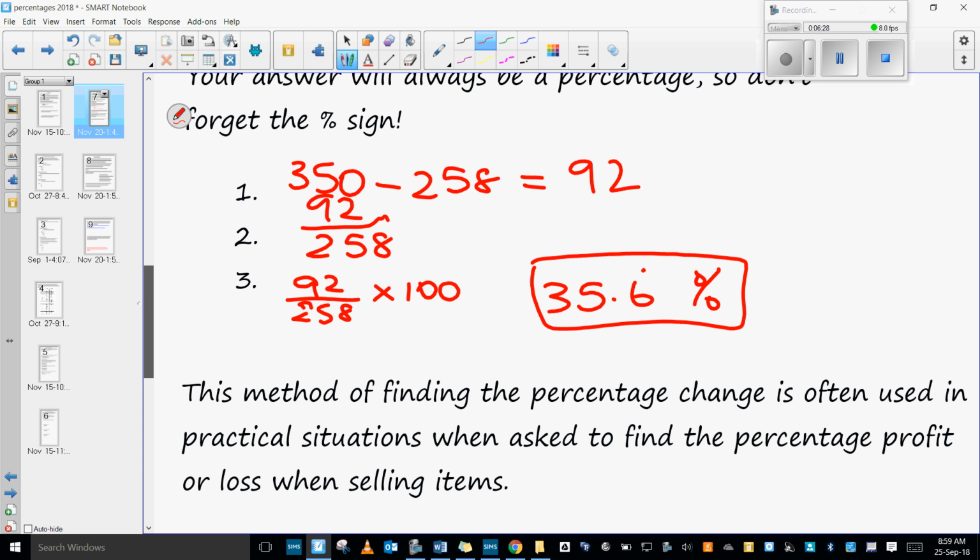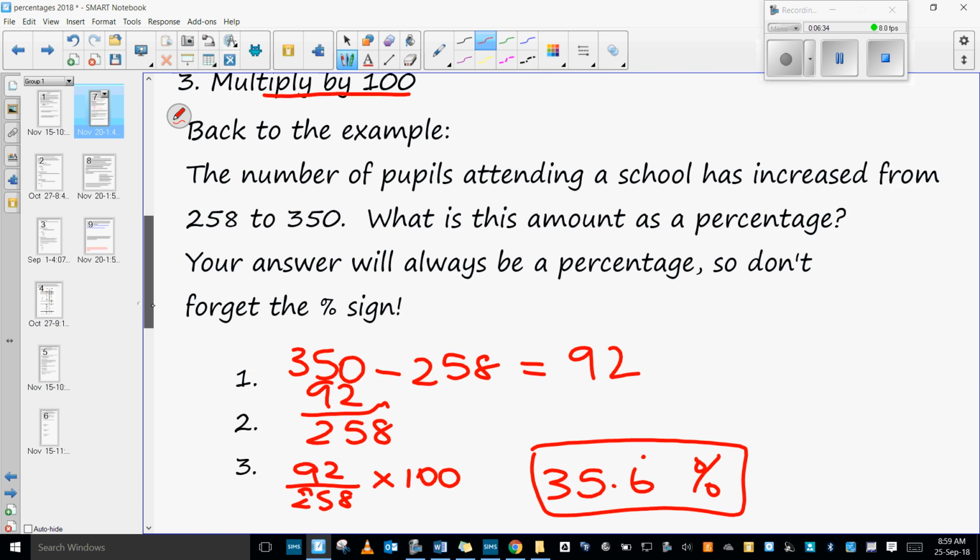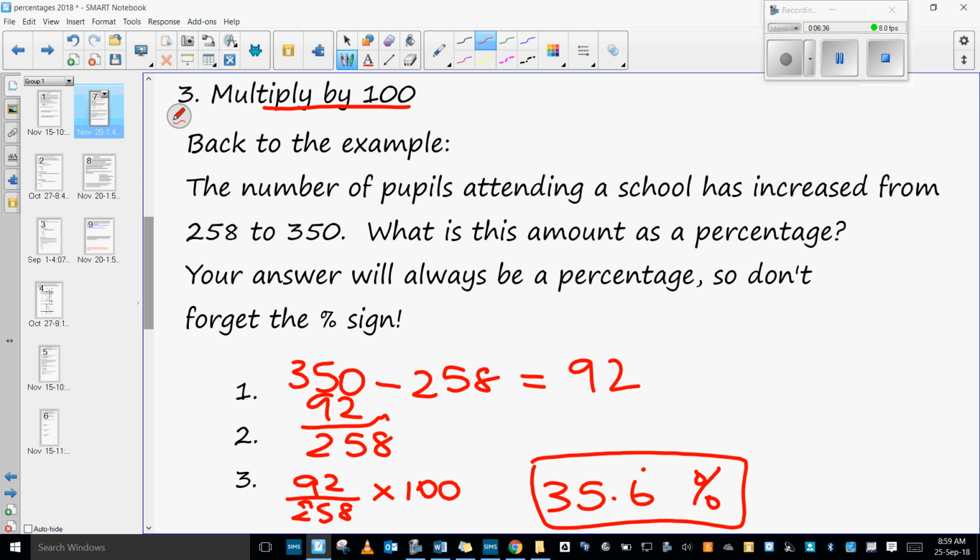Now that's quite a big percentage, isn't it? If I said we've started at 258 people and gone to 350 people, it doesn't sound that massive, does it? But 35.6% is quite a big percentage. Okay, it's almost 50%. So it's on its way to 50%. So we've increased by quite a lot. And that's why we find percentage change. Because we say to ourselves, well, in comparison to what we had before, how much do we have now? Okay, and that's why we always have to divide by the original.